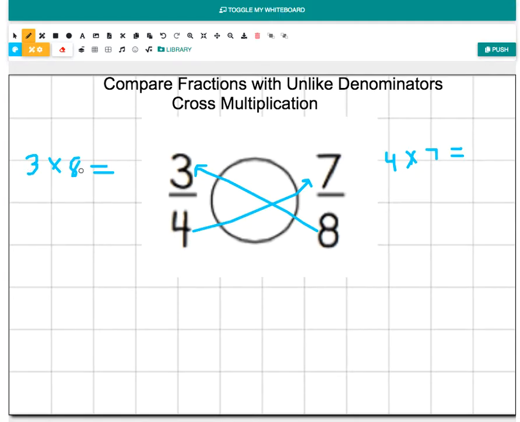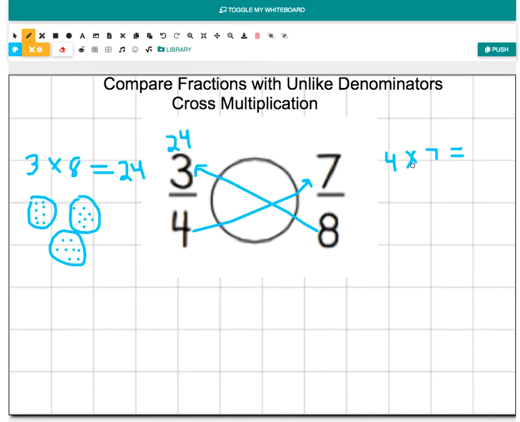So we have 3 times 8, so we do 3 groups, 1, 2, 3, and we will put 8 in each. And then we just count our dots. So we know this is 8, 9, 10, 11, 12, 13, 14, 15, 16, 17, 18, 19, 20, 21, 22, 23, 24. So 3 times 8 is 24. So we're going to put the 24 up here.